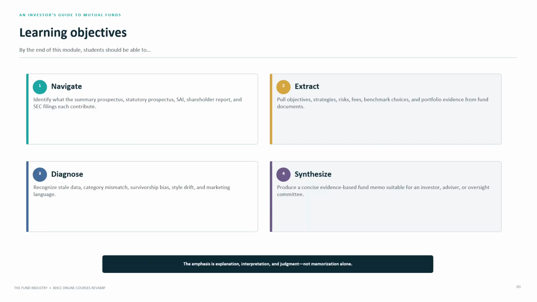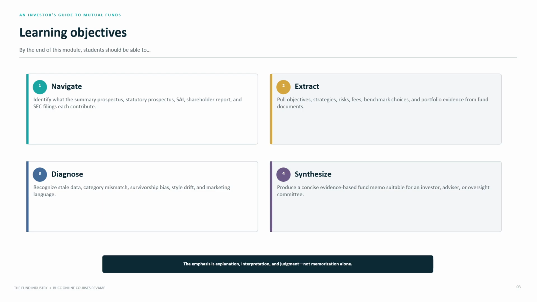By the end of this module, you should be able to do 4 things. First, navigate the disclosure stack and explain what the summary prospectus, statutory prospectus, statement of additional information, shareholder report, and SEC filings each contribute. Second, extract the facts that actually drive a decision, including strategy, fees, risk, benchmark, and portfolio evidence. Third, diagnose common research problems such as stale data, style drift, survivorship bias, and a misleading peer group.